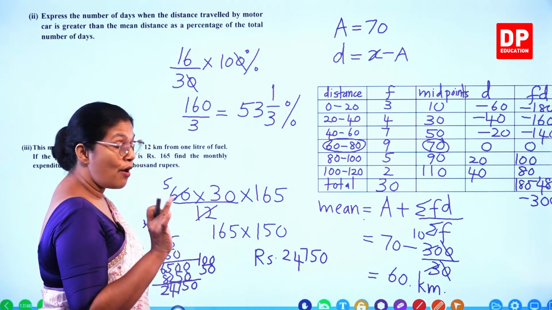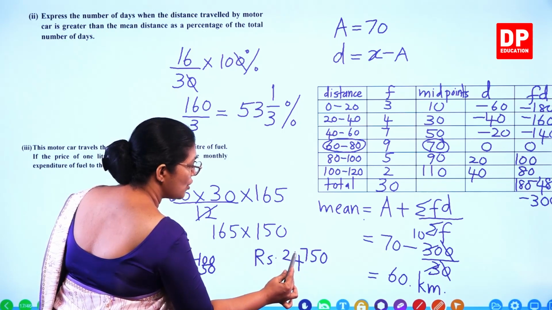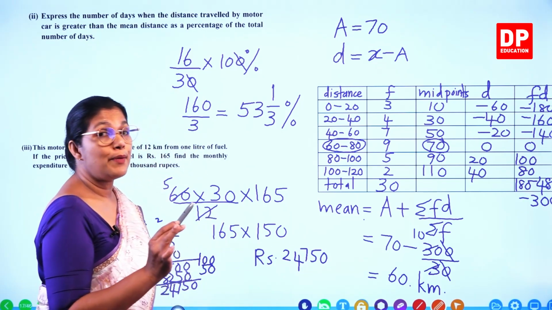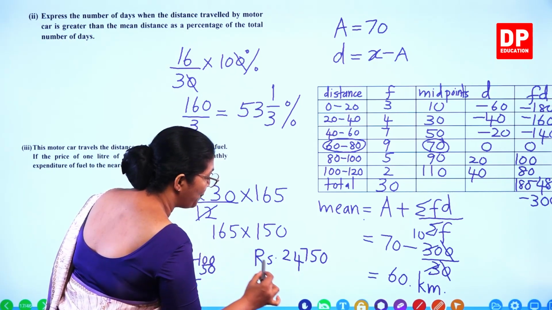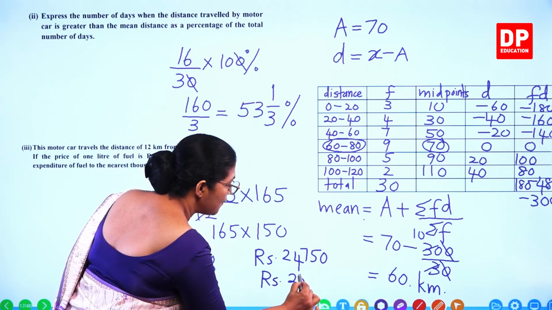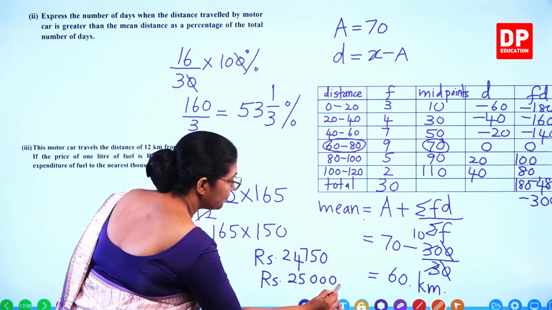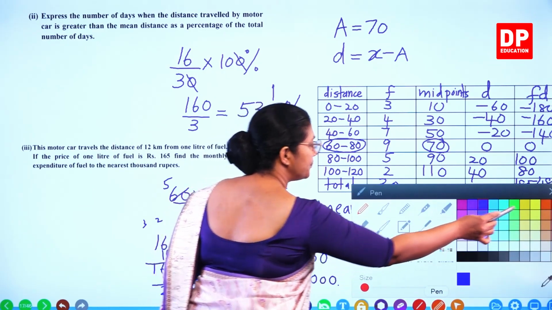So you have to round it to the nearest thousand rupees. So nearest 1000 rupees, here 7 is there. So that means you have to add 1 to this number 4. So what's the final answer? It's 25,000 rupees. That's the monthly expenditure.